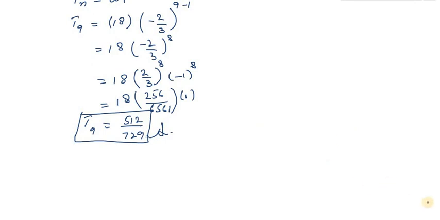Now we are going to start exercise 6.4 of geometric progression. Question number 1. In question number 1, find the indicated term in each of the following geometric progressions, same as we did in the example. Let's see question number 1, part 2.